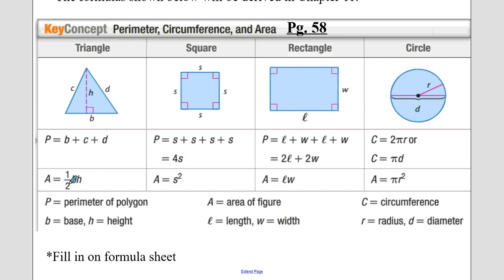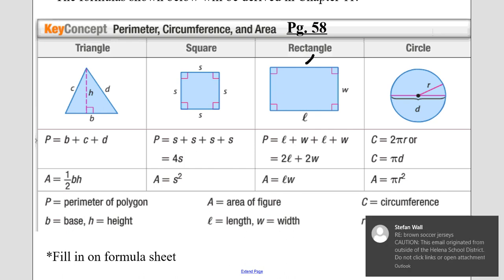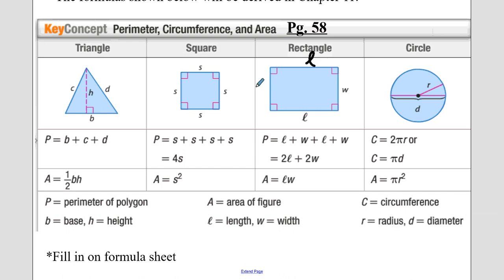Area of a triangle is 1/2 base times height. Some of you might know already it's because a triangle is half of a rectangle. If you have a square, its perimeter is just s plus s plus s plus s because they're all equal sides, so you could just do 4 times s. The area of a square is s times s, well that's just s squared. A rectangle is a quadrilateral, so its area is going to be length times width. Its perimeter, well there's 2 lengths, and there's 2 widths. So 2 lengths plus 2 widths would be the perimeter of the rectangle.